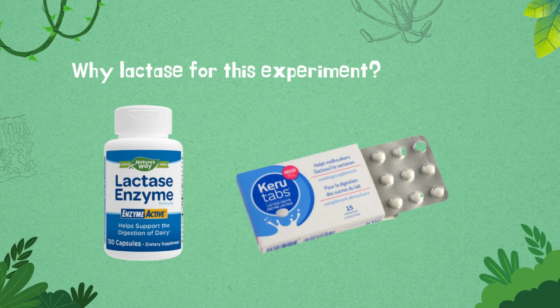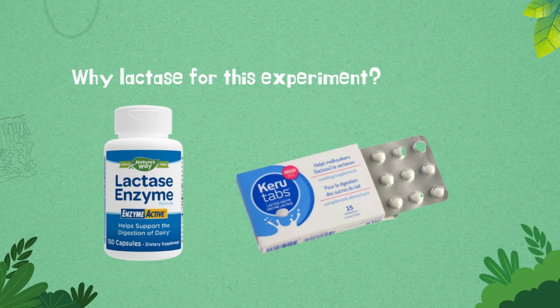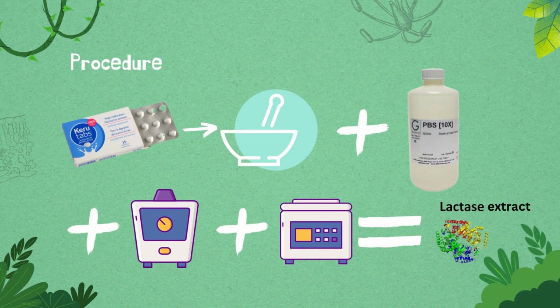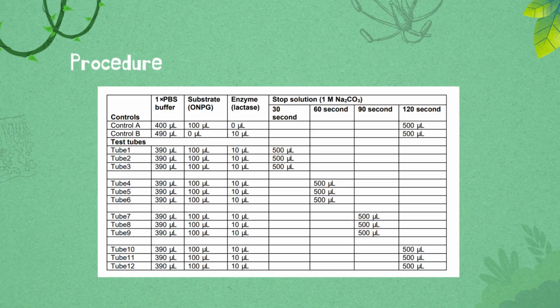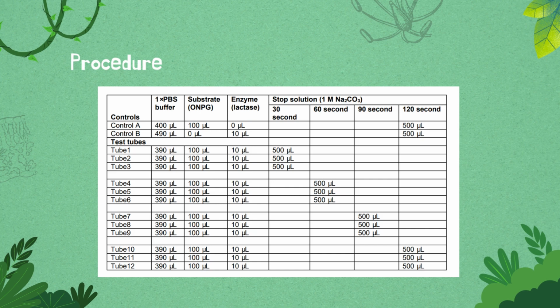The aforementioned expediency is due to the commercial availability of lactase as a tablet. This can be ground up and extracted with phosphate buffered saline by having the suspension liquid vortexed and centrifuged to isolate the supernatant lactase extract. Using phosphate buffered saline as a buffer, we can observe the reactions between the extract lactase and the substrate ONPG and mark the rate of reaction in test tubes incubated at 37 degrees Celsius dry baths at 30, 60, 90, and 120 seconds by use of a stop solution, sodium carbonate, increasing the pH until the enzyme is denatured.